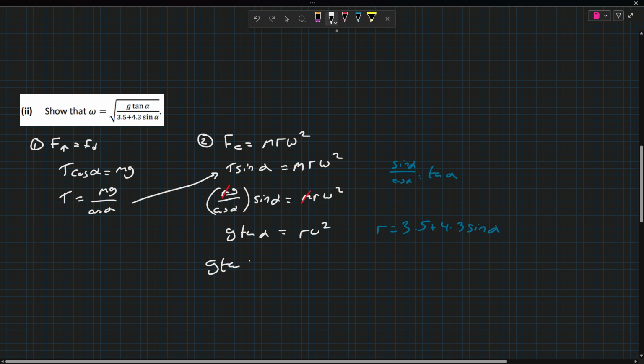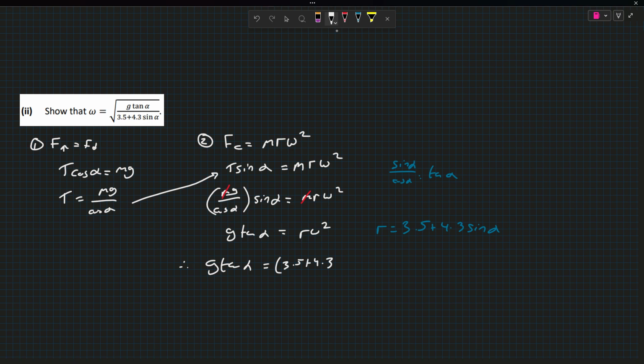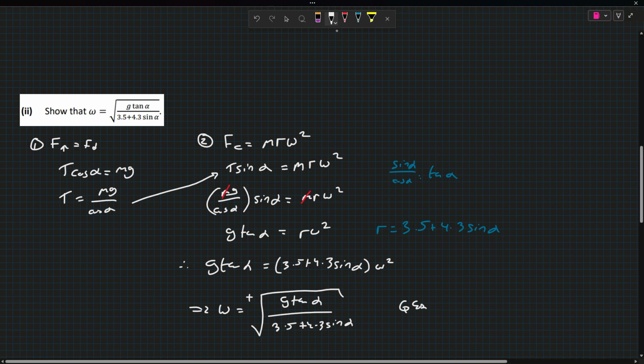So therefore g tan alpha is (3.5 plus 4.3 sine alpha) omega squared. Dividing and taking the square root, we get omega is the square root of g tan alpha over 3.5 plus 4.3 sine alpha. This is positive because clearly you can't have negative radians per second. So I'll just write QED.